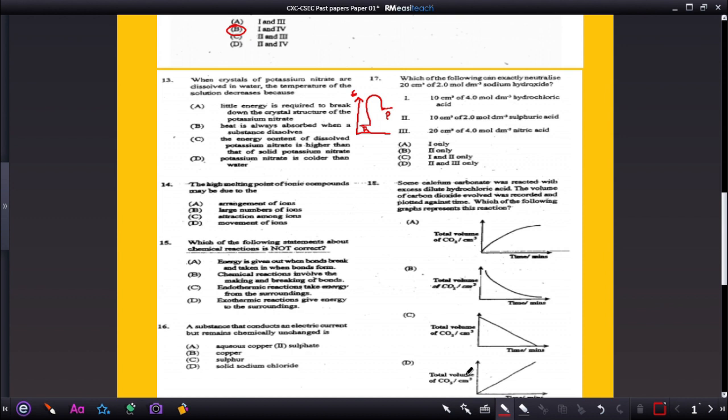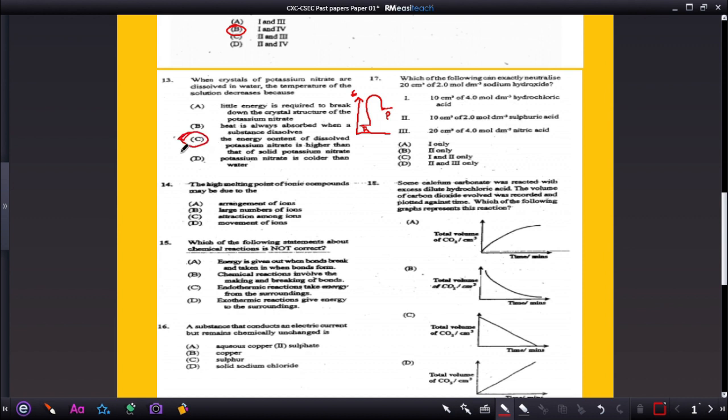A little energy is required to break down the crystal structure of the potassium nitrate. Little energy? No. Heat is always absorbed when a substance dissolves. Not sure about that. The energy content of dissolved potassium nitrate is higher, so the dissolved potassium nitrate would represent the product, than that of solid potassium nitrate, and the solid potassium nitrate would represent the reactant. So my best bet would be C. Potassium nitrate is colder than water. So the answer is C there.